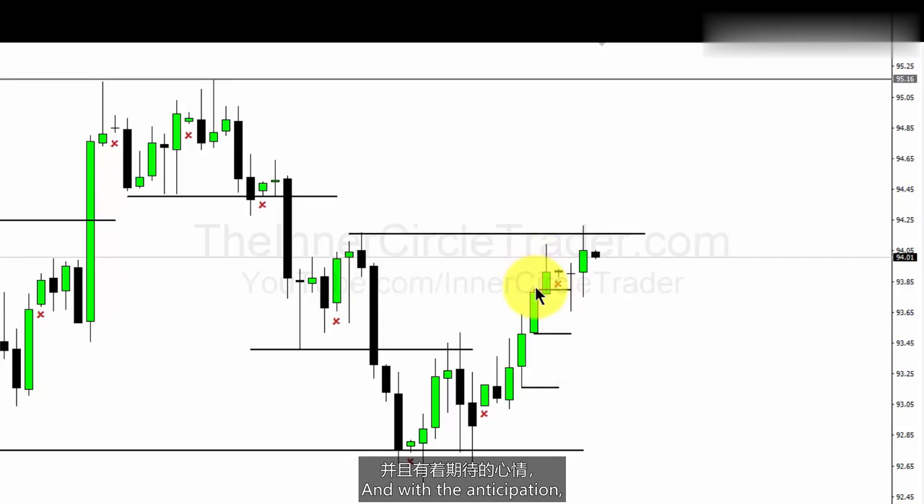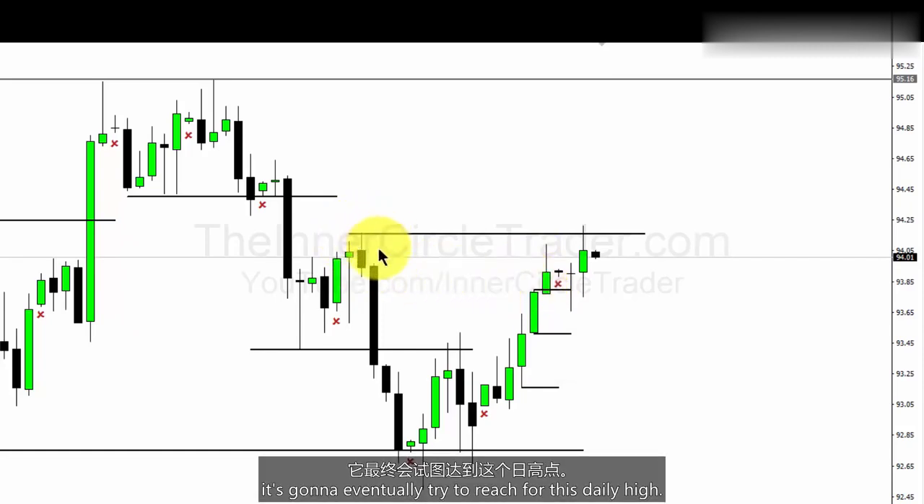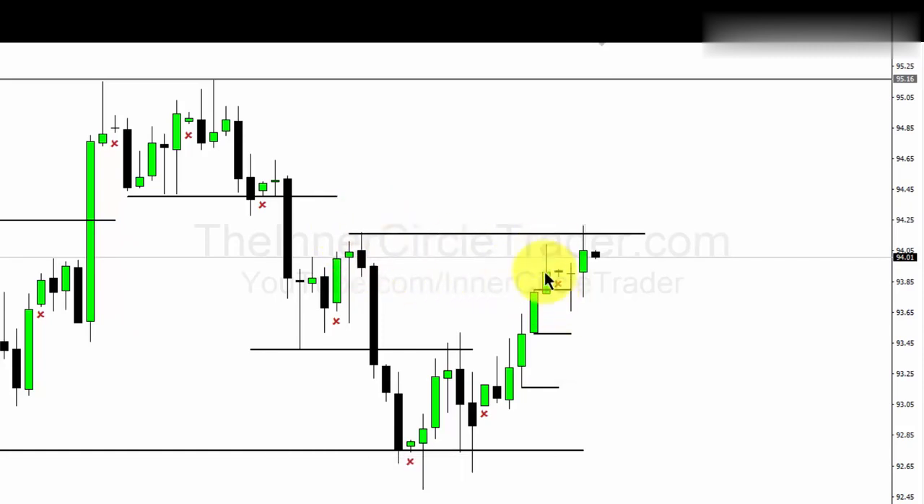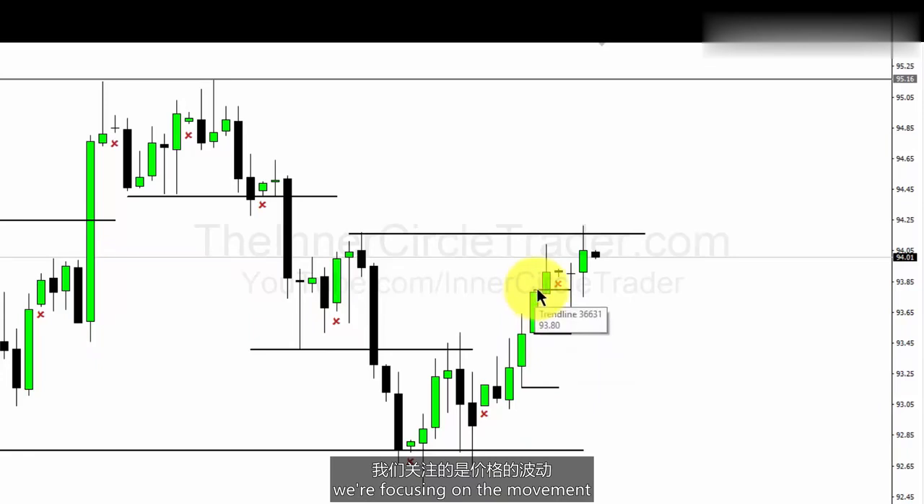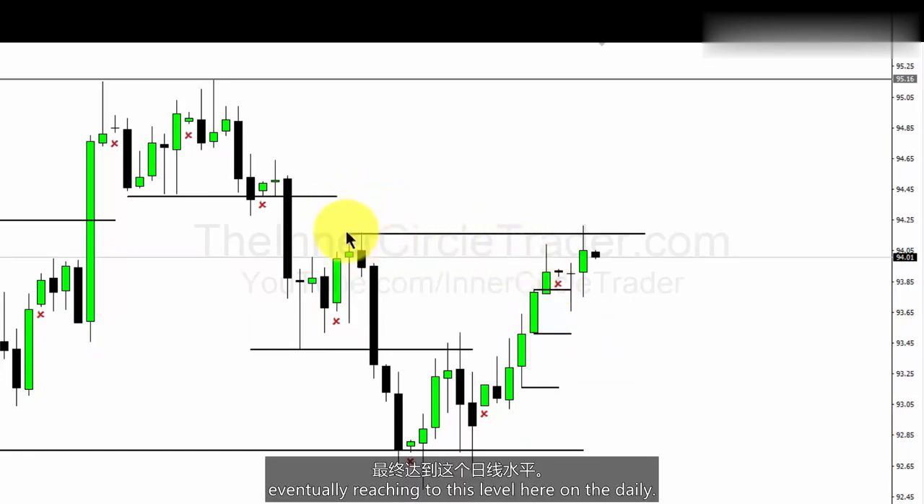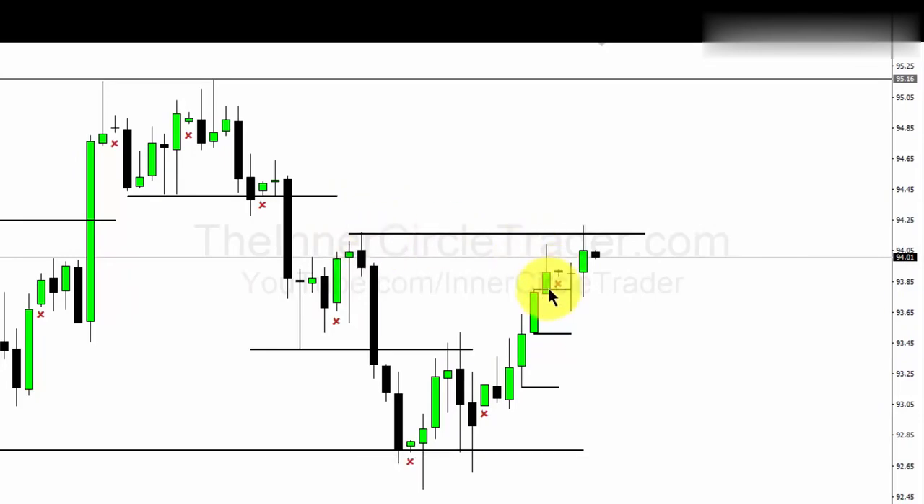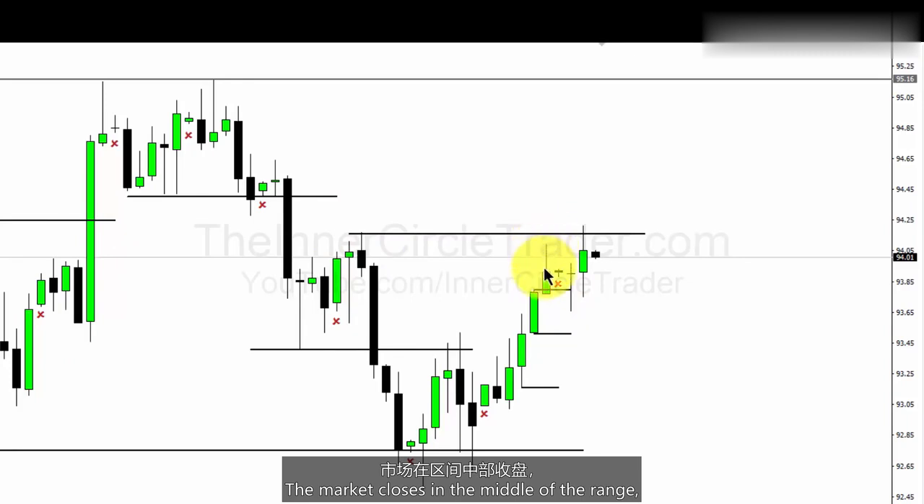And with the anticipation, it's going to eventually try to reach for this daily high. So when this happens, again, we don't think about the daily low from the previous day. We're focusing on the movement through the previous day's high and/or eventually reaching to this level here on the daily. The market closes in the middle of the range.